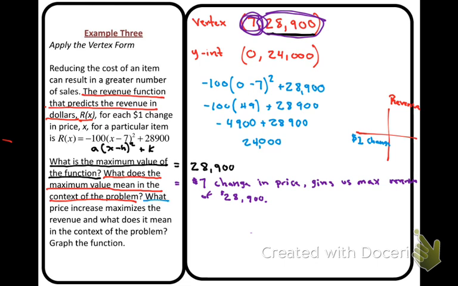Now this next question. What price increase maximizes the revenue, and what does it mean in the context of this problem? That is the same question, so that same answer still applies. So if we increase the price $7, that's going to give us the maximum revenue of $28,900. And then graph the function. And I'll leave that to you guys to graph. I'll let you have all the fun.